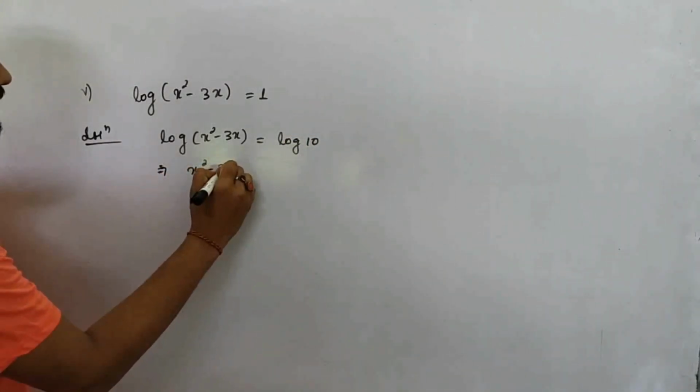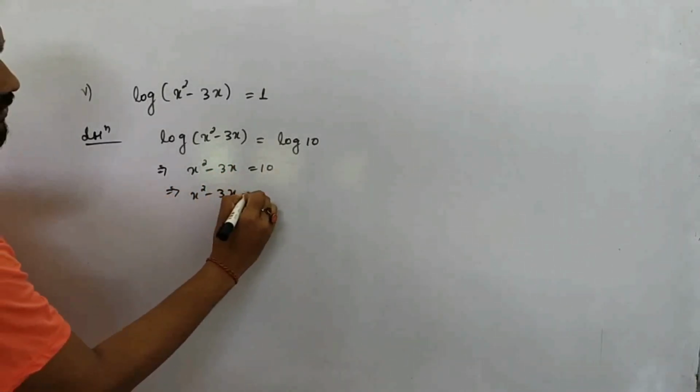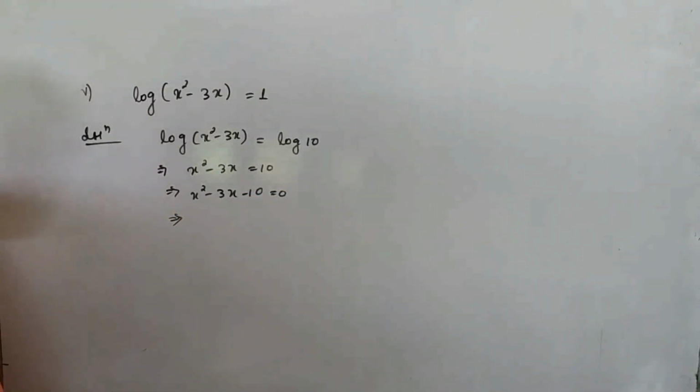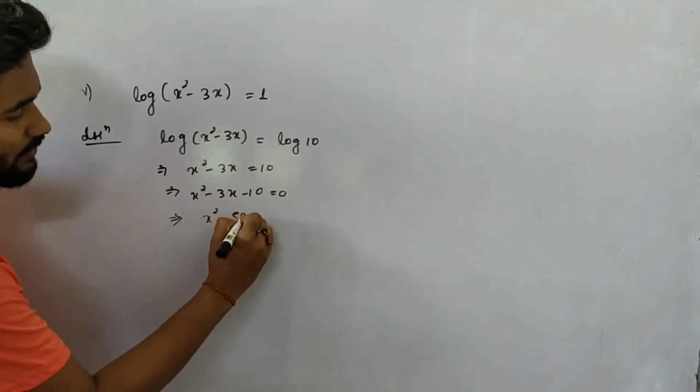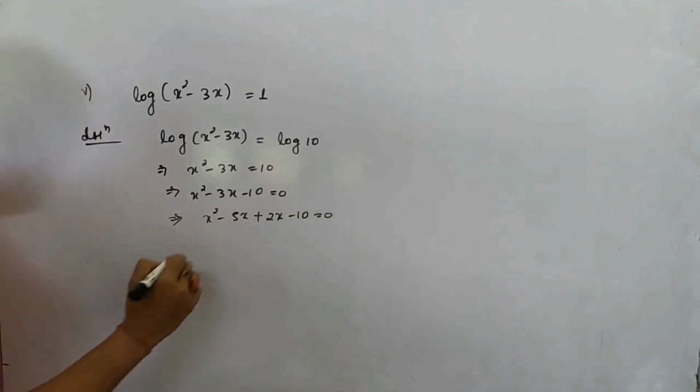So x square minus 3x will be equal to 10. So this is nothing but a quadratic equation. Factorize 10. How can you factorize 10? 5 and 2, isn't it? So x square minus 5x plus 2x minus 10 will be equal to 0.